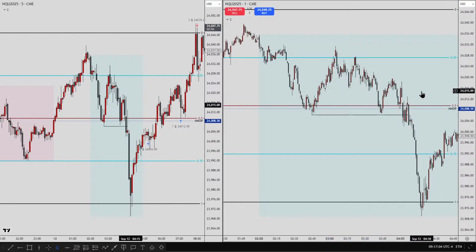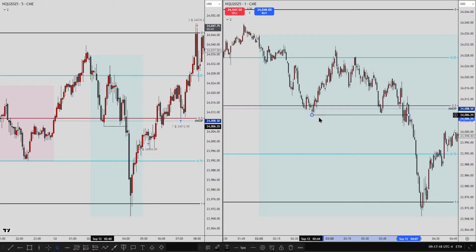What if you were looking for an earlier entry? Well, you could have used this, a market structure shift. That would have worked fine. Your entry would have been a little bit sloppy because if you entered on the fair value gap, it would have traded all the way back up. So a bit less ideal.